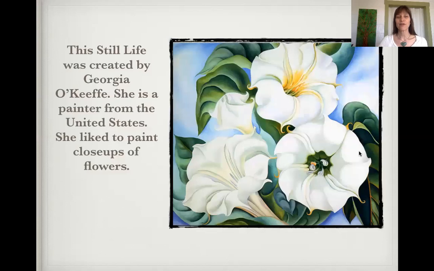This still life was created by Georgia O'Keeffe. She's a painter from the United States. She liked to paint close-ups of flowers. So she would get very, very close to them and then paint them. She's so close you could almost smell them, I think.